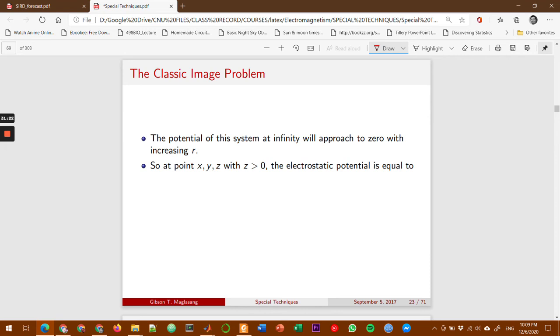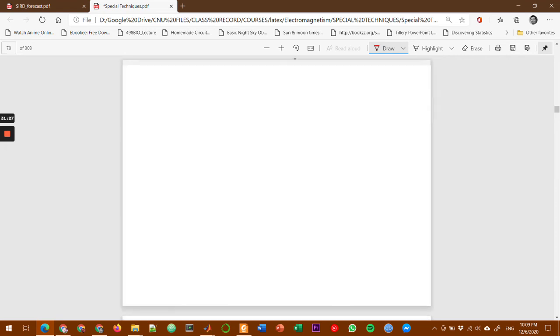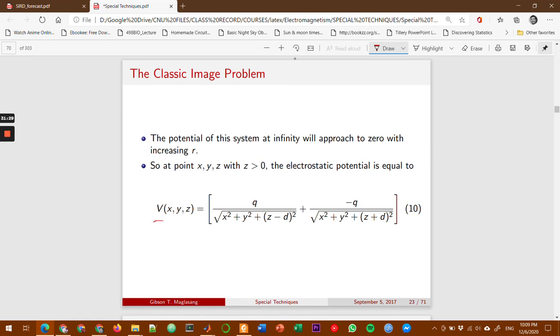So at point x, y, z with z greater than 0, the electrostatic potential is equal to this. So it is general. We have z minus d and z plus d, if z is greater than 0. Okay? It is the same if it is squared, you can get that later. Take the absolute value.